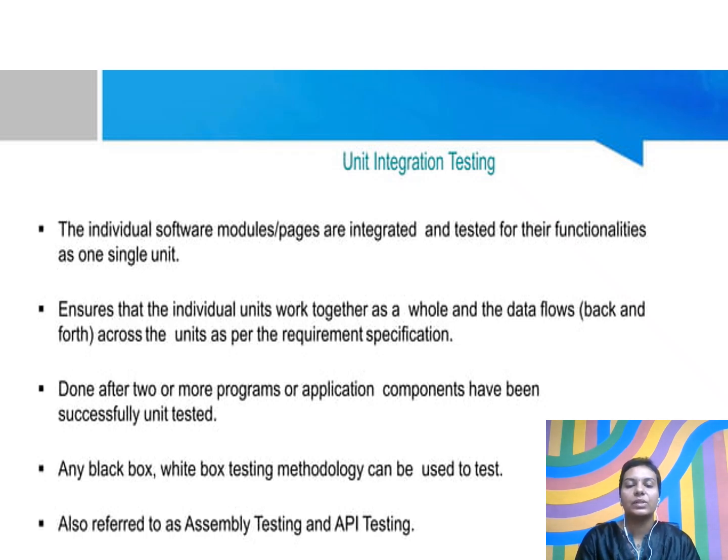Ensure that the individual units work together as a whole and the data flows across the units as per the requirement specification. It is done after two or more programs or application components have been successfully unit tested. In integration testing, any type of testing methodology can be implemented. Black box or white box methodology can be used to test the integration parts, and it is also referred to as assembly testing and API testing, application programming interface testing.